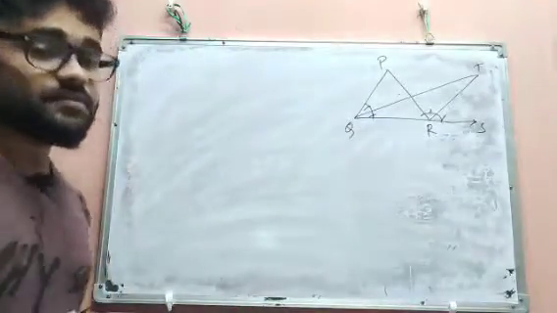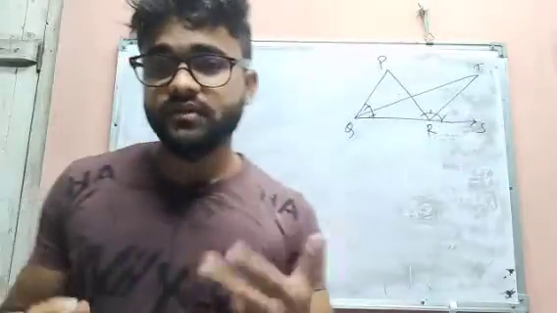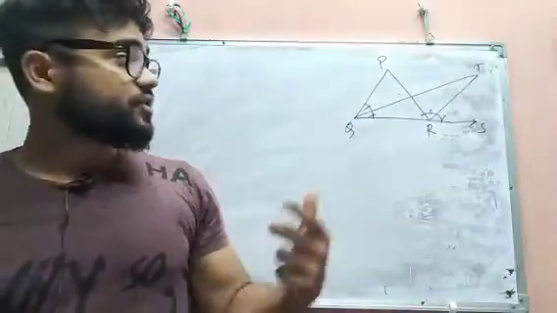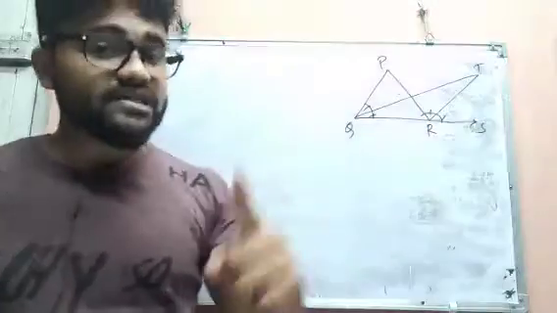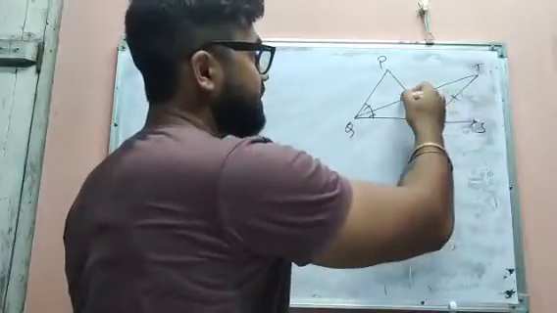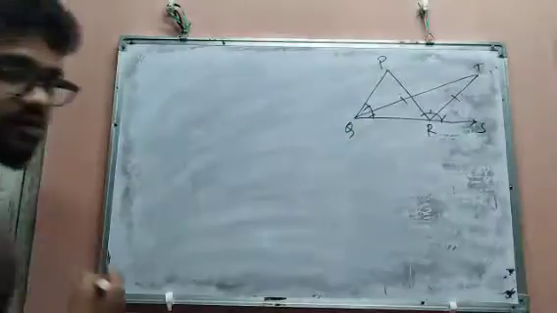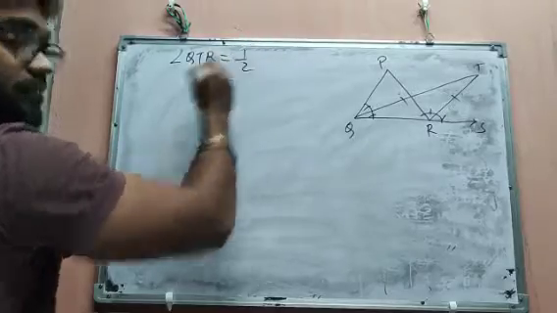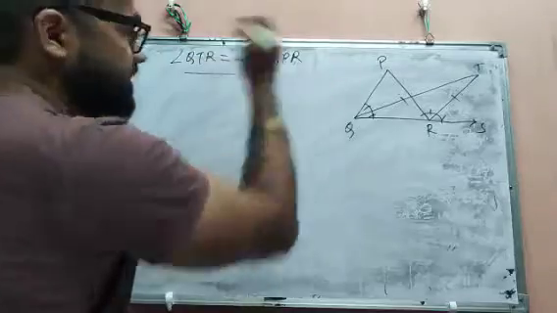See the next question. In the next question, PQR is a triangle. The side QR is produced to S. Then the exterior angle bisector of QRS and the angle bisector of Q, that means RT and QT, both intersect at point T. We are asked to show that angle QTR equals half of angle QPR.